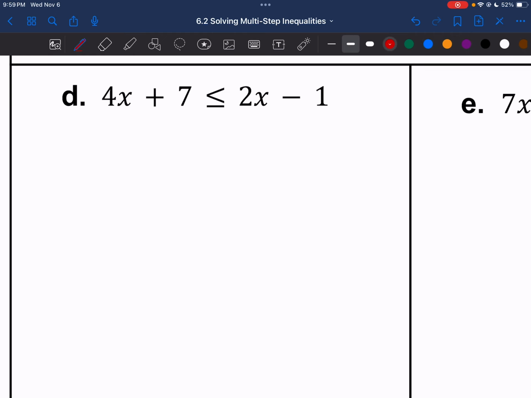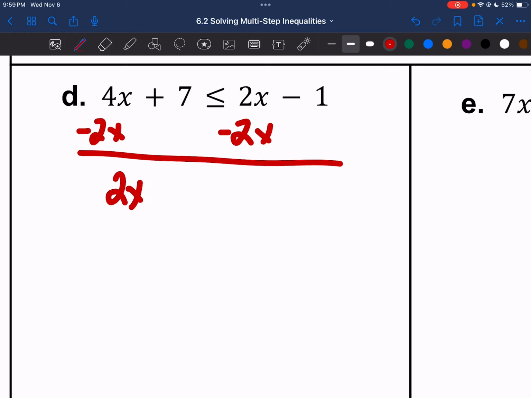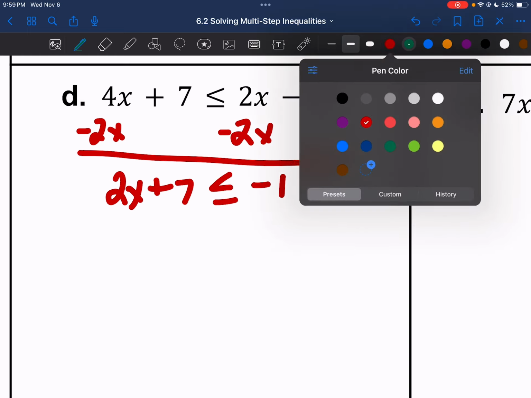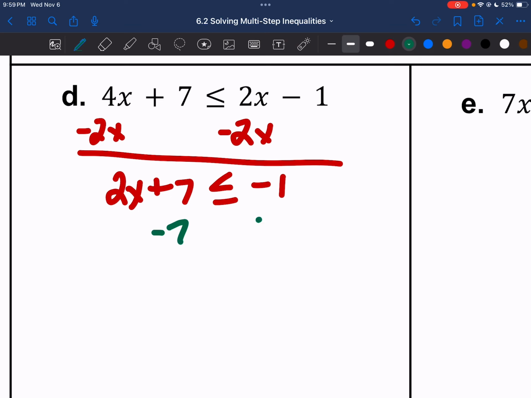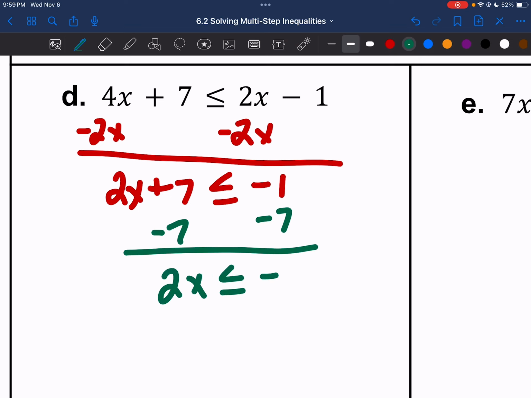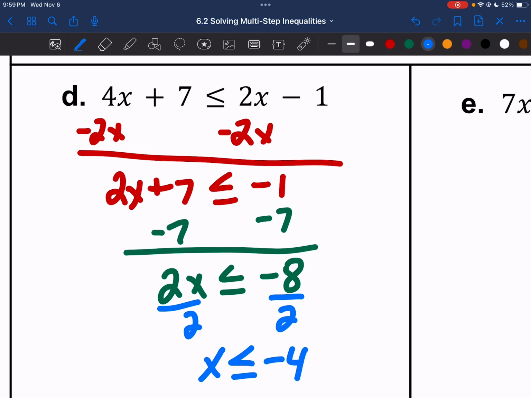So, letter D. We have 4x plus 7 is less than or equal to 2x minus 1. I'm going to start by subtracting 2x from both sides. We get 2x plus 7 is less than or equal to negative 1. My next step is to subtract 7 from both sides, and I get 2x is less than or equal to negative 8. Divide both sides by 2. x is less than or equal to negative 4.